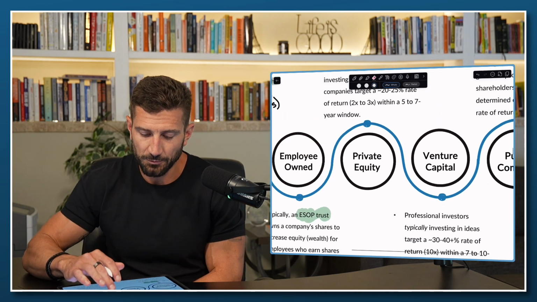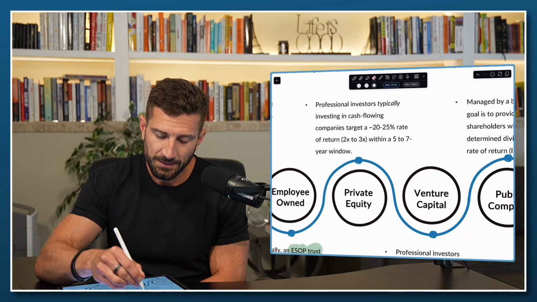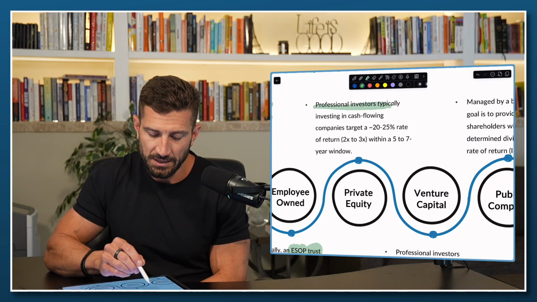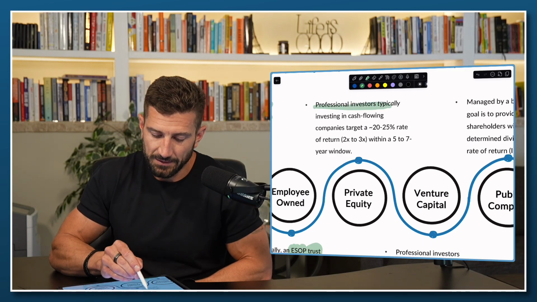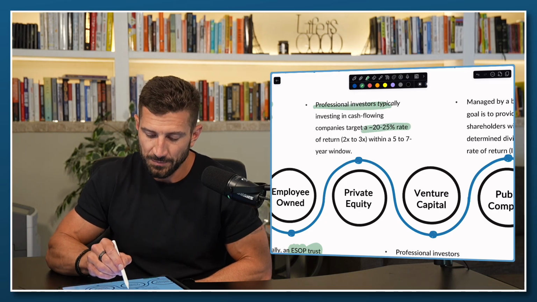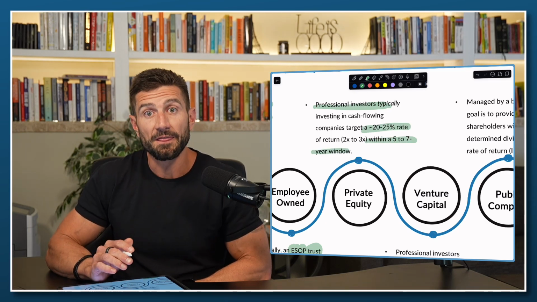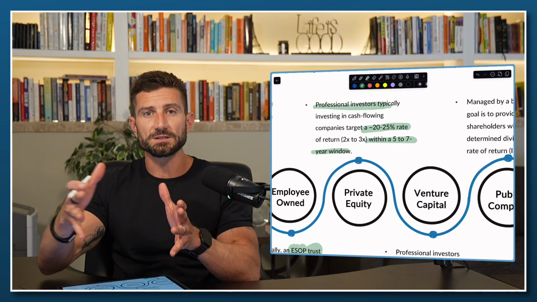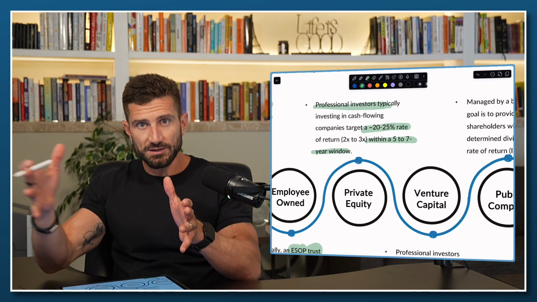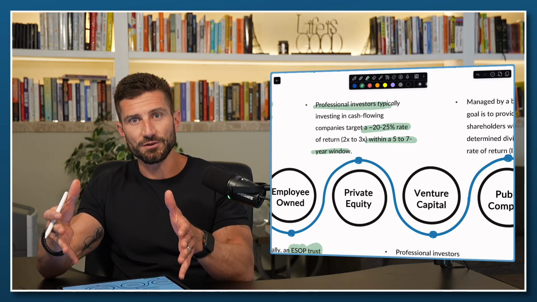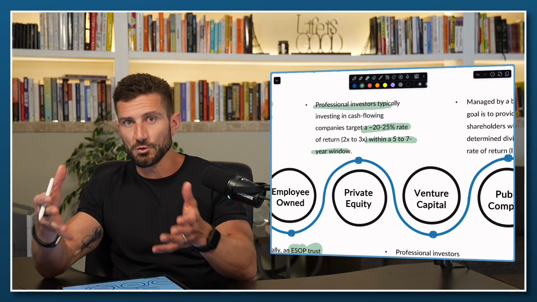Then there's private equity, which is a series of professional investors investing in a company, targeting a 20 to 25% rate of return within 5 to 7 years. That timeline, if you're tracking what I'm saying here, is all of a sudden a constraint. That's going to dictate certain behavior that may or may not fit you and your goals.